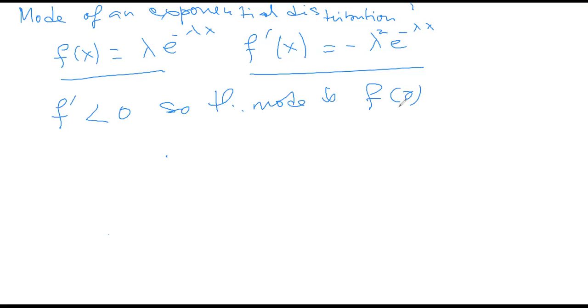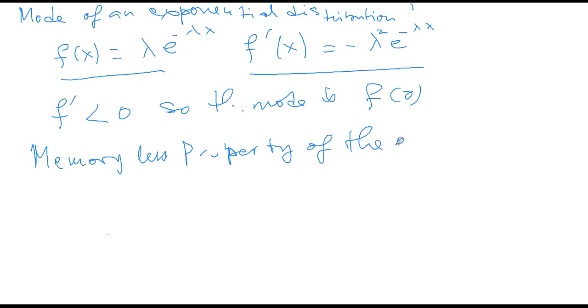Okay, so we have looked at some of those values. Now let's think about a property. I wanted to do that last time, but we didn't have the time. The memoryless property of the exponential distribution.